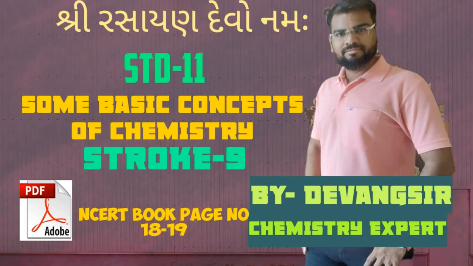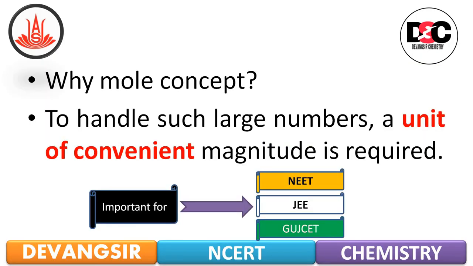Standard 11, Some Basic Concepts of Chemistry, topic number 9 from the NCERT book, page number 18-19. Last time we did molecular mass, average molecular mass, and formula mass, and how to calculate them, and there were one or two sums regarding that. Today we are going to do page numbers 18 and 19 from the NCERT book. So let's start.